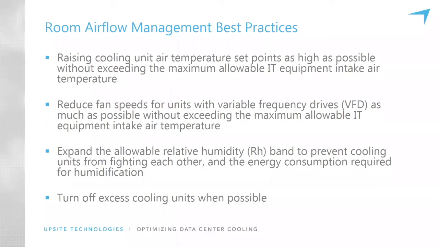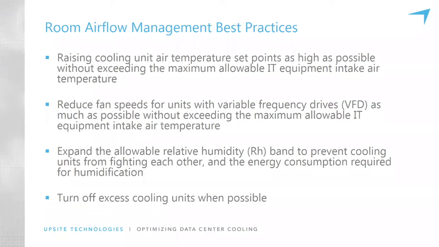Reducing fan speeds as much as possible with variable frequency drives, and the fan affinity laws, fan curve laws, really produce some valuable benefits from reducing fan speeds. Expand the allowable relative humidity range. This is being done in many data centers, especially if airside economization is being used. Outside air is being brought into the room. It's not possible to tightly manage that relative humidity. And IT equipment is robustly designed to handle a wide range of relative humidity, and many people are really letting go of that relative humidity control.